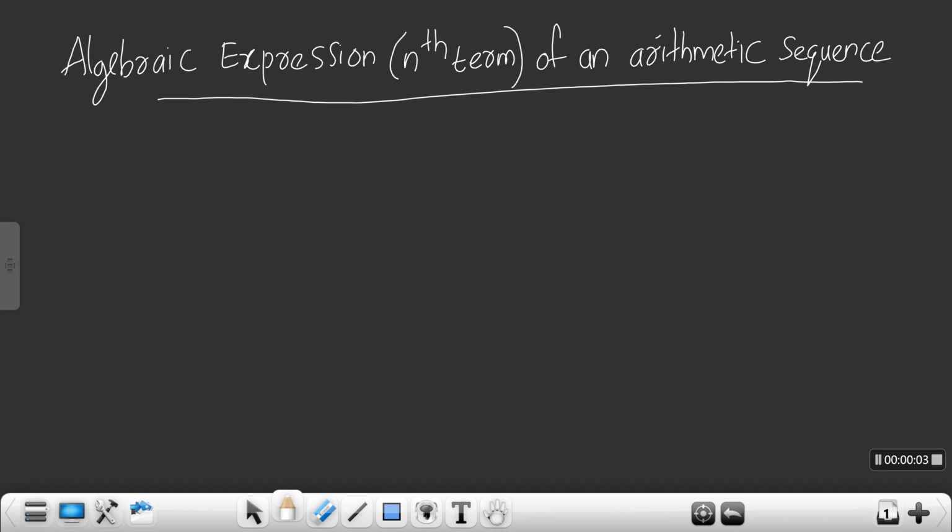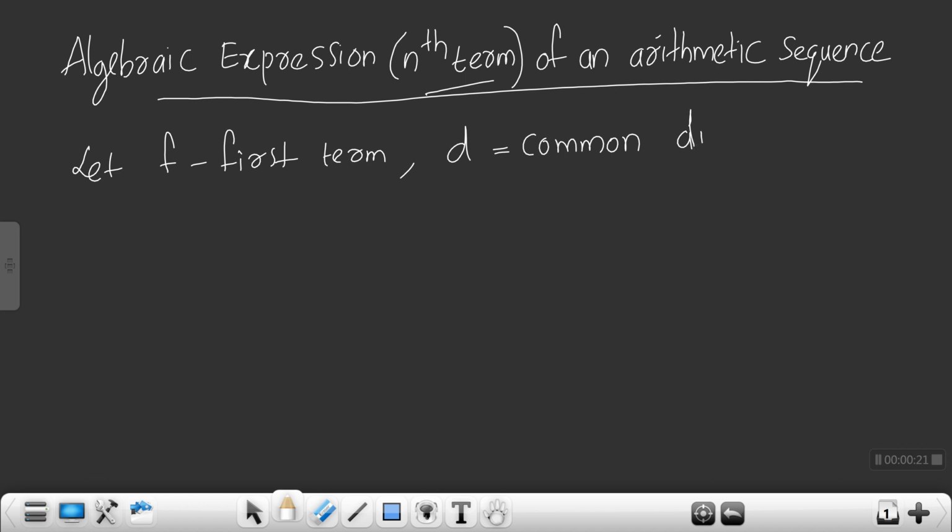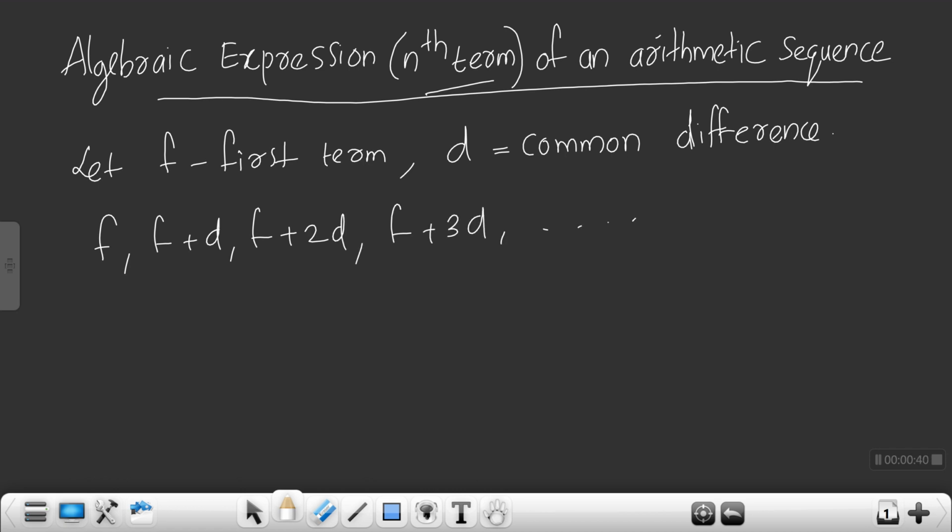Hi students, today we are going to discuss the algebraic expression or nth term of an arithmetic sequence. Let f be the first term and d be the common difference of an arithmetic sequence. Then the sequence can be written as f, f plus d, f plus 2d, f plus 3d, etc.